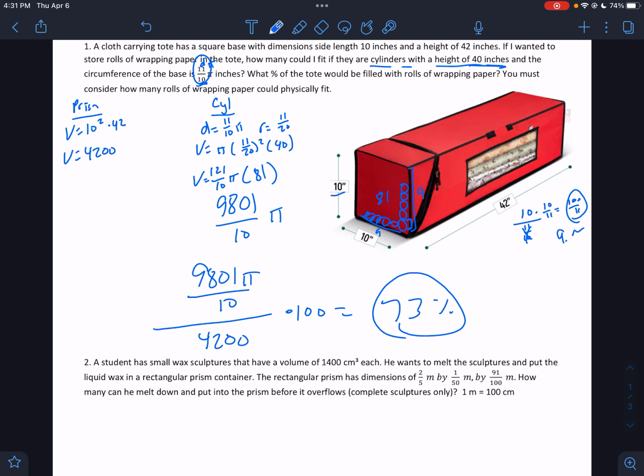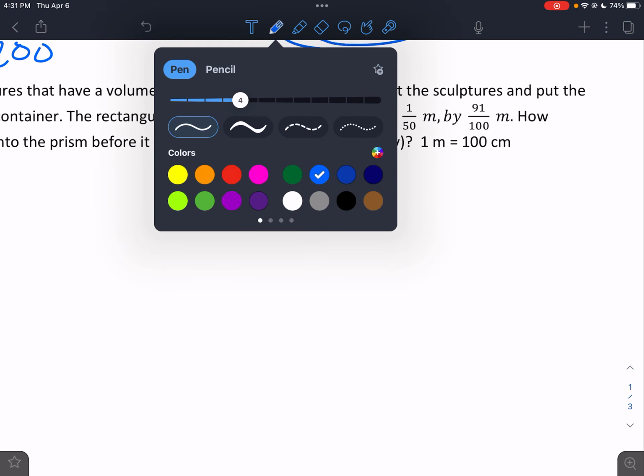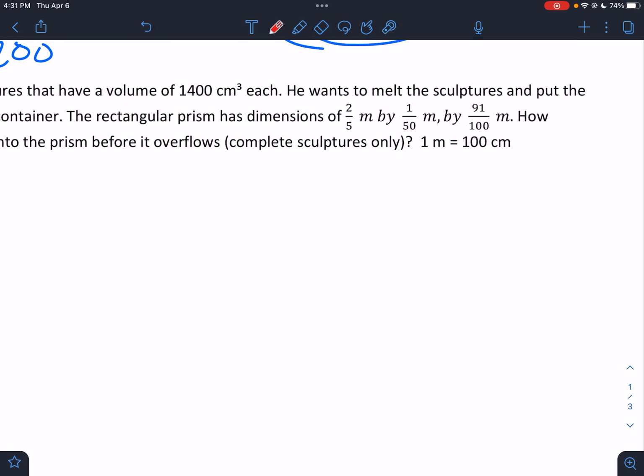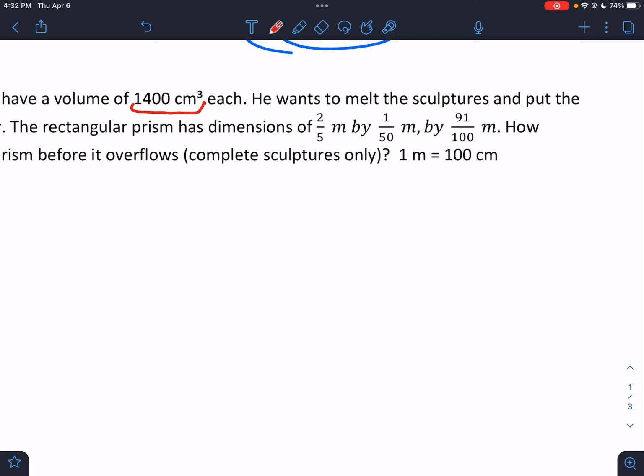Woo! Fun question. A student has small wax sculptures that have a volume of 1,400 centimeters cubed each. He wants to melt the sculptures and put the liquid wax into a rectangular prism. The prism has this, blah, blah, blah. All right, this is a question that a lot of people do the wrong thing. They try to take this number and turn it into meters, but there's a big issue with that. Almost nobody does it right. They just go 1,400 and they divide by 100 and they say it's 14. Nope, nope, nope.